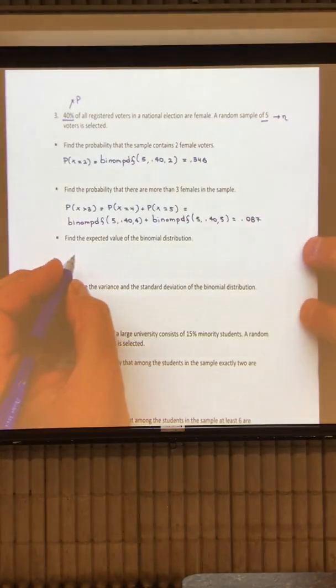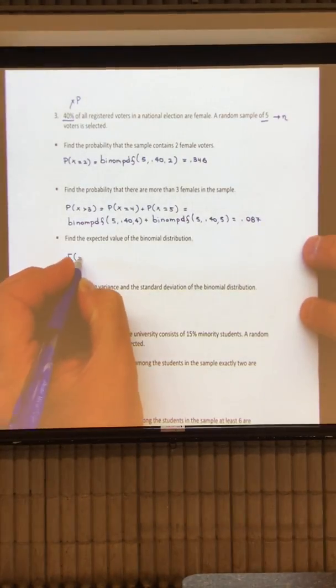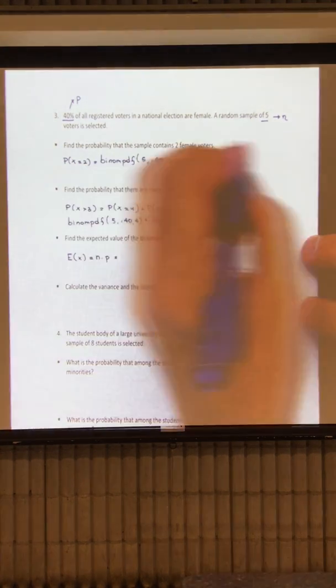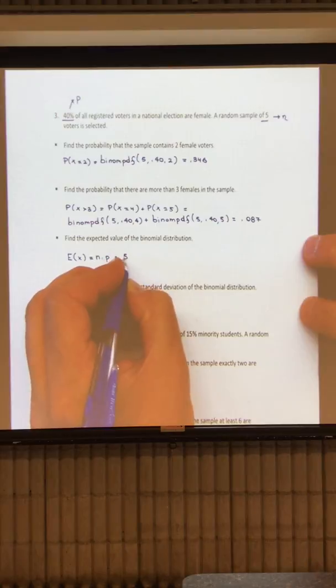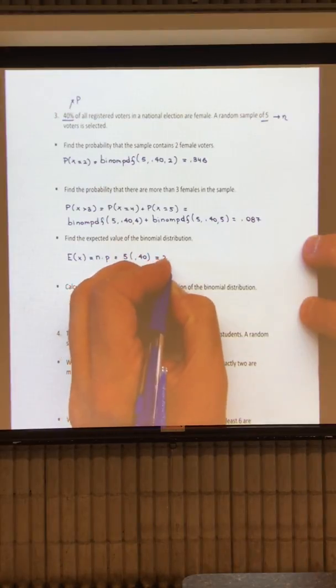Find the expected value of the binomial distribution. The expected value will be n times p. N is 5, p is 0.4, so this is equal to 2.